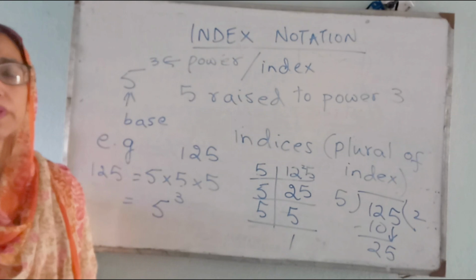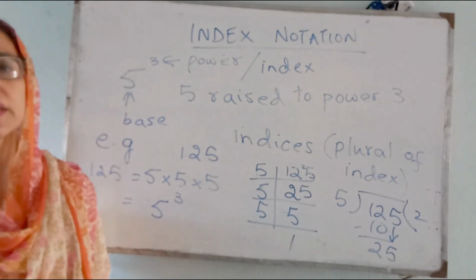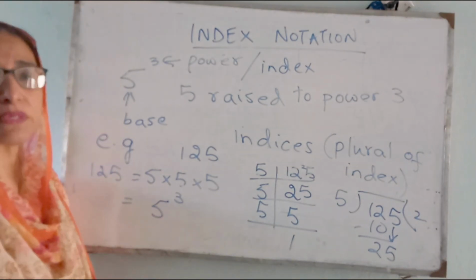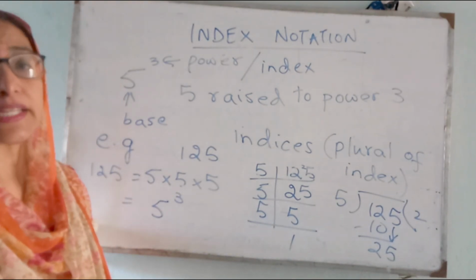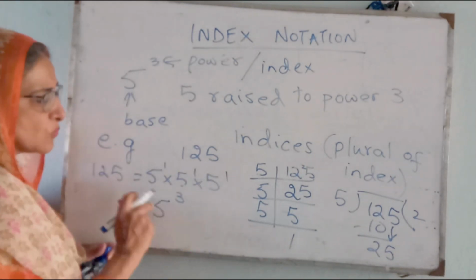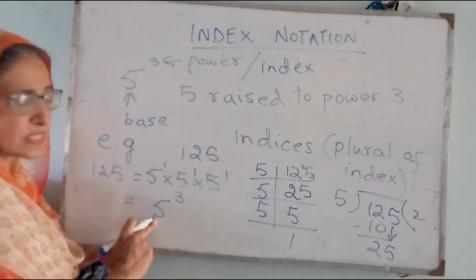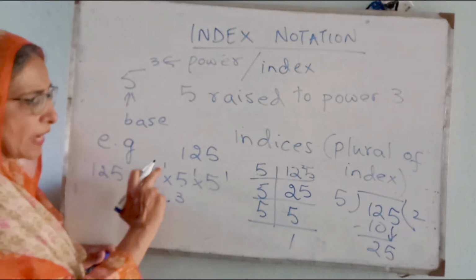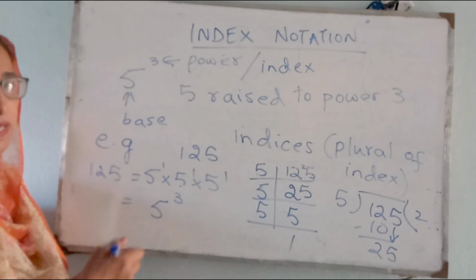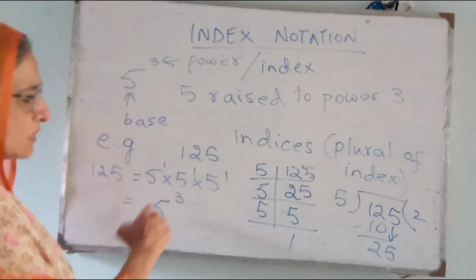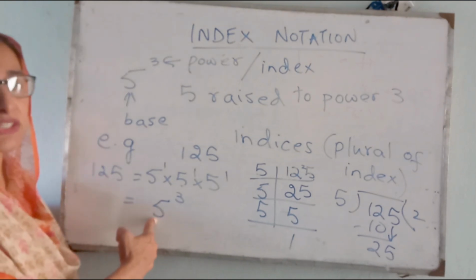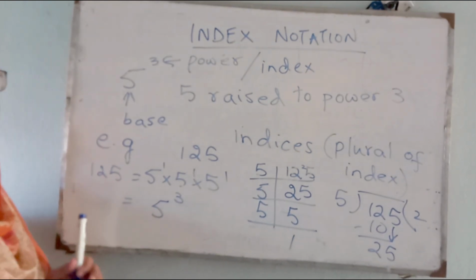And always remember that whenever we write something in the form of index notation, when the numbers are multiplied, we add the powers. Here every 5 has a power 1. Since the base is the same, I have written it once and the powers are added: 1, 2, 3. 5 is coming 3 times, so I write it as 5 raised to the power 3. And this form of representation is called the index notation.